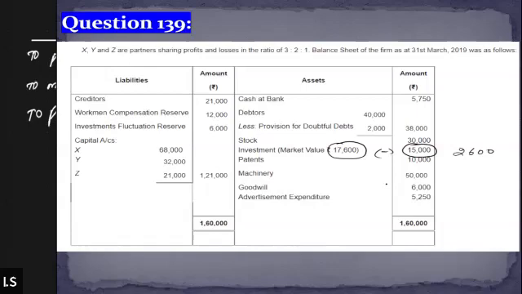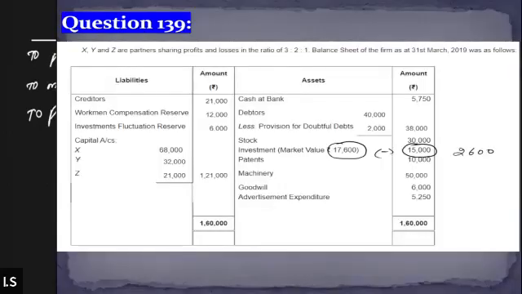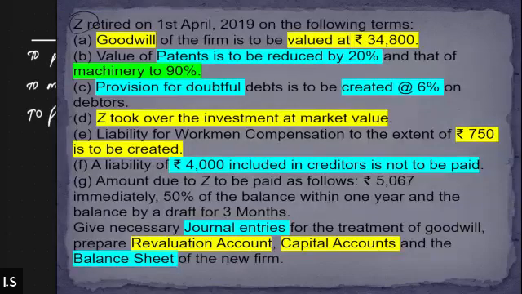The investment that actually cost 15,000, Z is taking over by paying 17,600. That means the firm is going to have a profit of 2,600, and that profit needs to be recorded in the revaluation account as well, this time on the credit side, by investment 2,600. Got it? Is this clear? Yes.